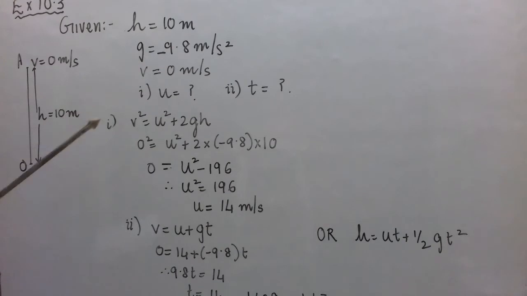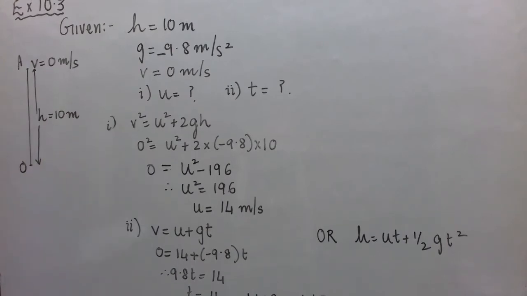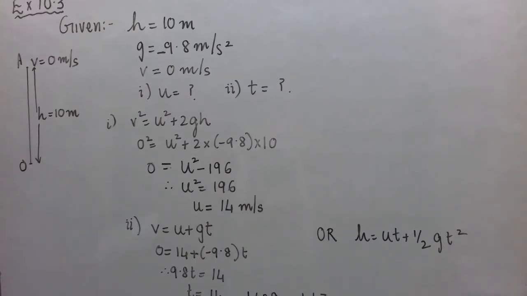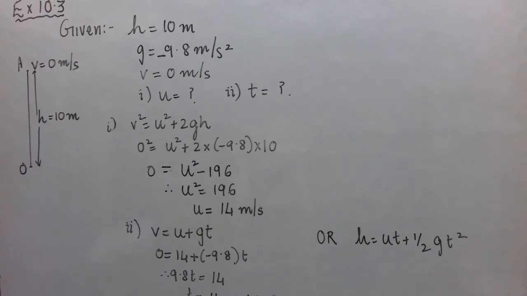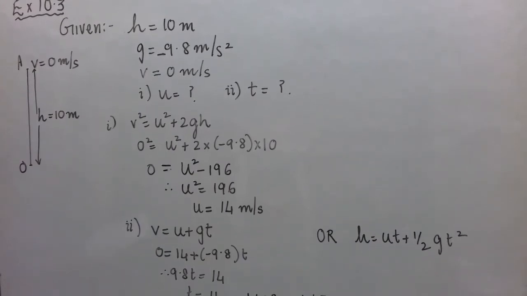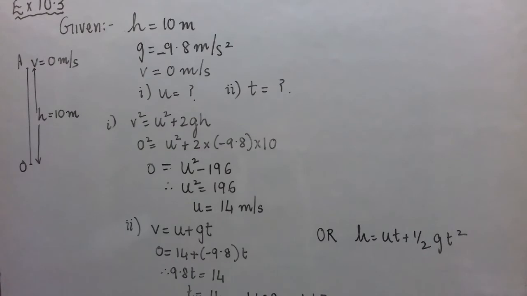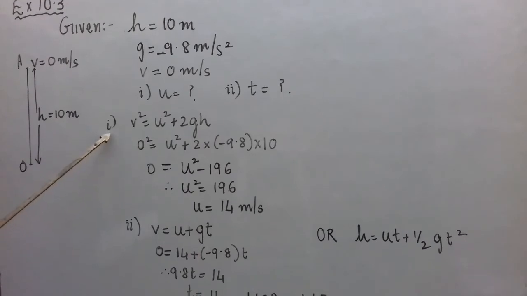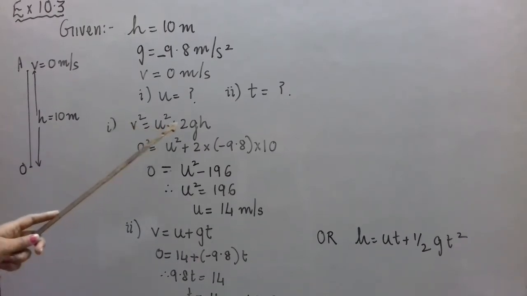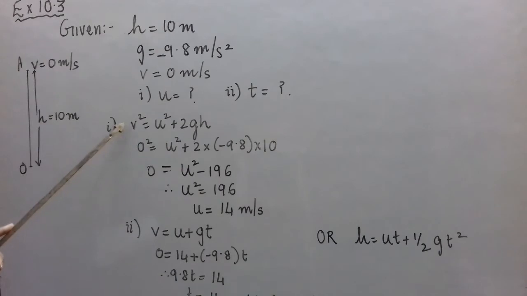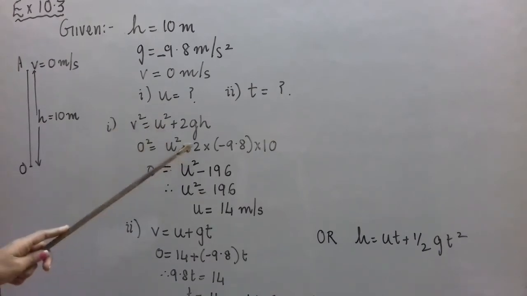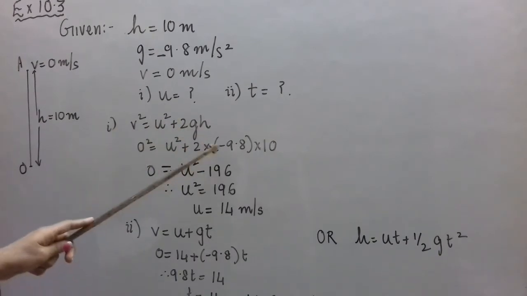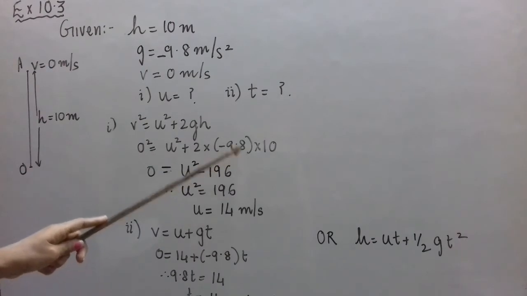To find U, we cannot use the first equation of motion. We have the three equations of motion. The first equation cannot be used because V is U plus GT, and in that equation both U and T are unknown. So we cannot use that. So we'll use the third equation of motion: V square is U square plus 2GH. V is 0, U square plus 2 into G, remember, negative 9.8, into H is 10.